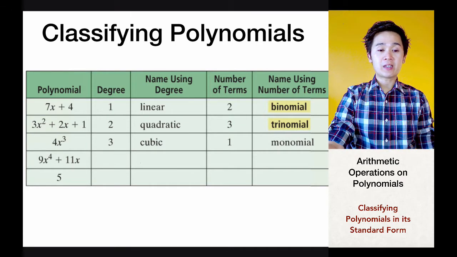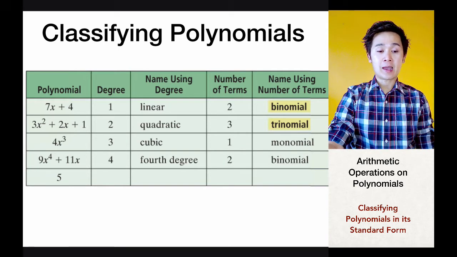So you will notice that the special names that we have for a polynomial only go up to the highest exponent of 3, and we call it linear, quadratic, cubic, or monomial, binomial, and trinomial. Now for example number 4, we have 9x to the 4th plus 11x. So it's a degree 4 polynomial, and we will call it a 4th degree polynomial, or sometimes also a degree 4 polynomial. Since its number of terms is only 2, we will call it a 4th degree binomial.